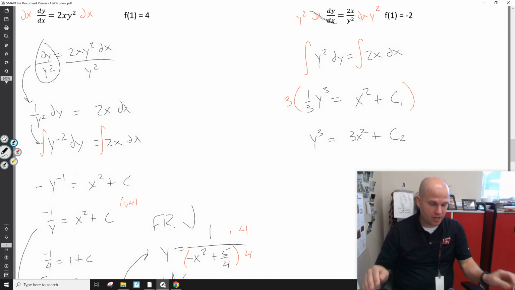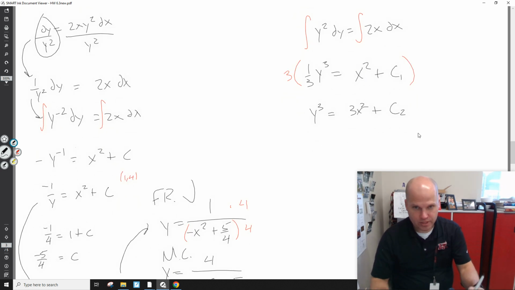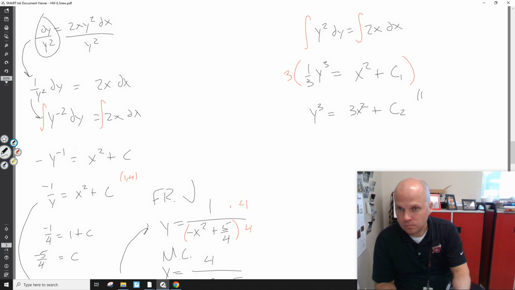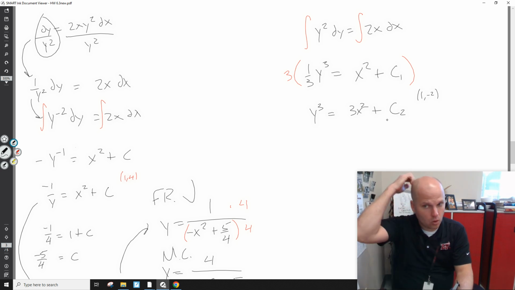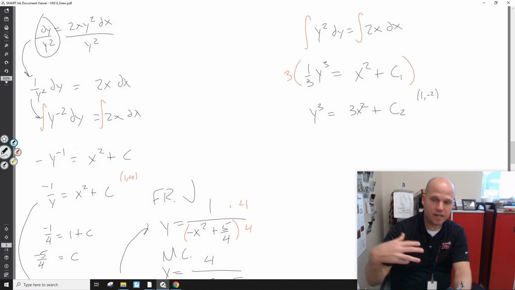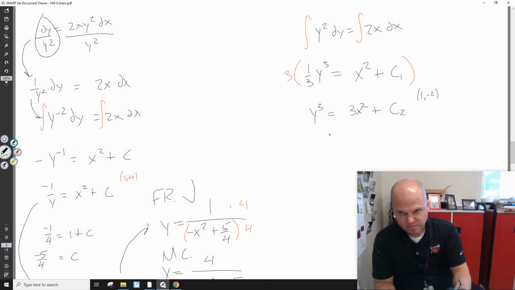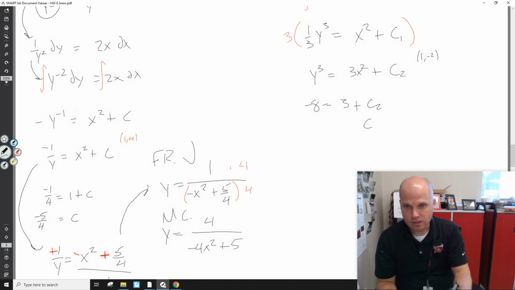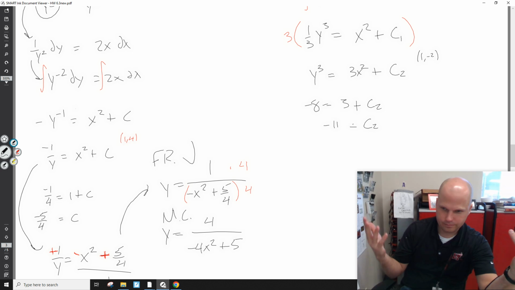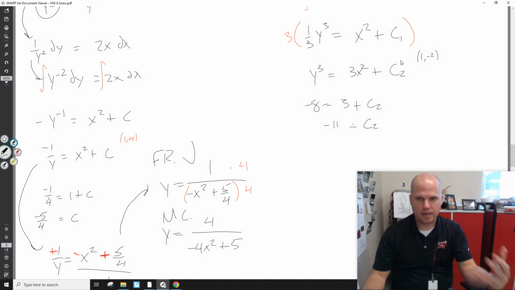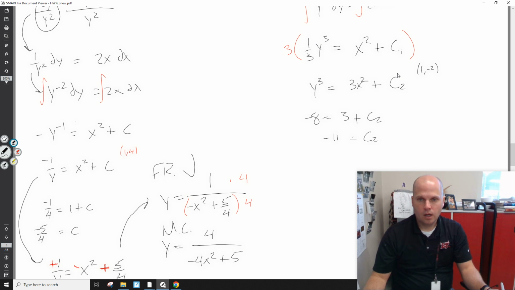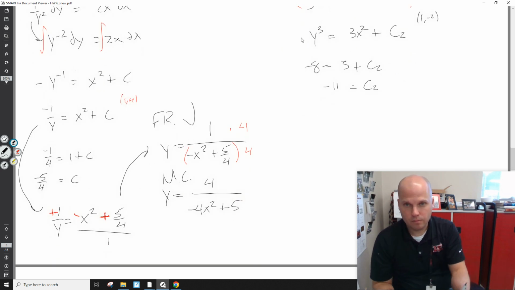Now, I'm going to have whole numbers. F of 1 equals negative 2. This will be a nice whole number to find versus a fraction, which then gets multiplied by 3 and turned into a whole number. Again, negative 8 equals 3 plus c2. c2 is negative 11. If I found c1, it'd be negative 11 thirds. It just works out. You'll all end up with the same equation in the end. So that is combined to get y cubed equals 3x cubed minus 11.